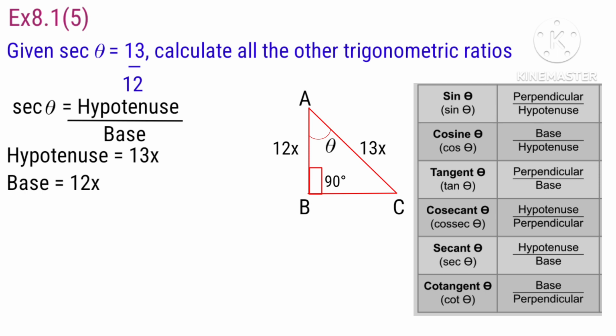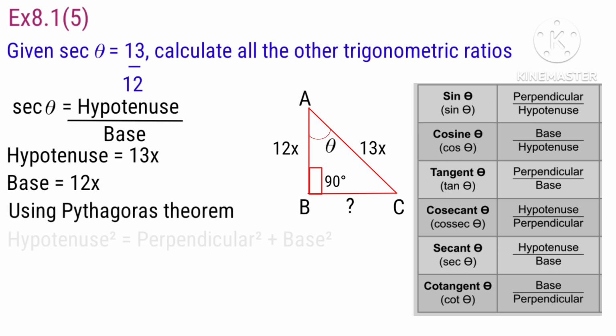Now theta's opposite is perpendicular. So BC is perpendicular. So we have to find the value for perpendicular. How can we find it? We can use Pythagoras theorem and find the value of perpendicular. So by using Pythagoras theorem, hypotenuse square is equal to perpendicular square plus base square.